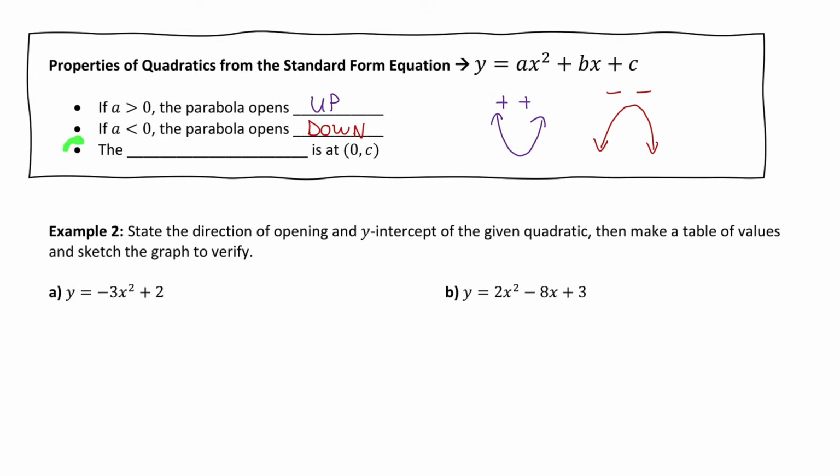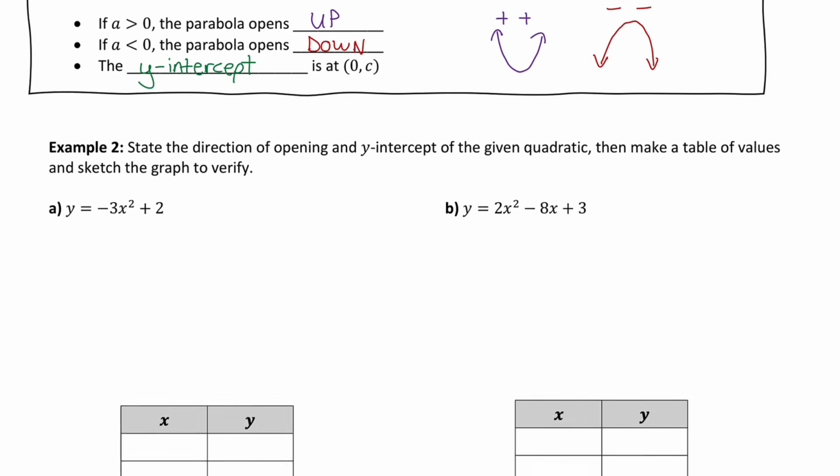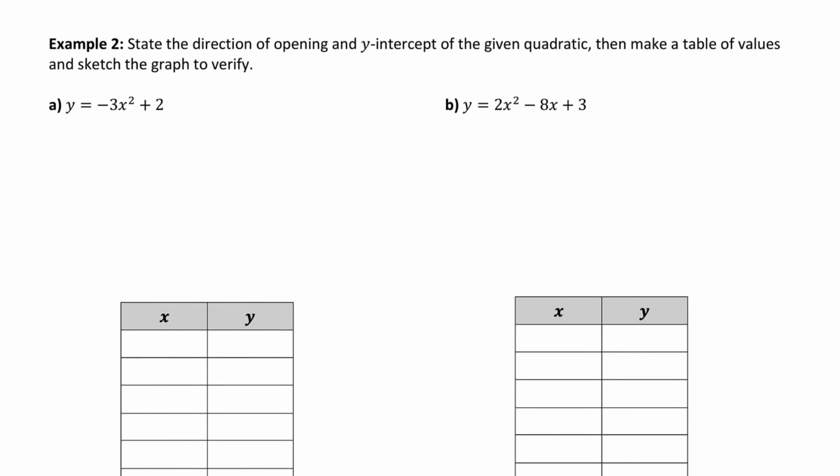And one more point that I want you to learn here is that the y-intercept is at the point 0, c. So in the standard form quadratic, this c value always tells you the y-intercept. And why is that? Well, any point on the y-axis has an x-coordinate of 0. So if you set these x's to 0, that would eliminate these first two terms, giving you a y value of c.